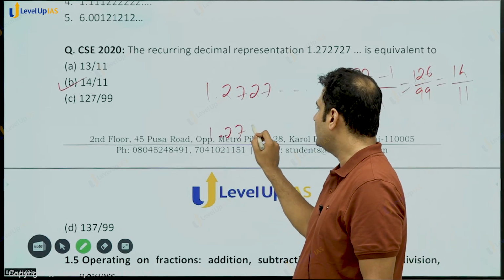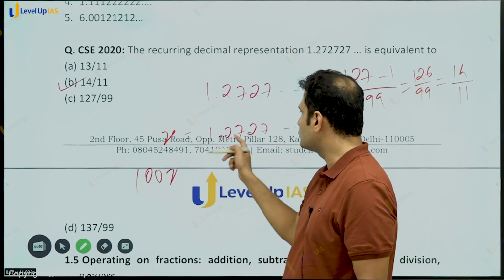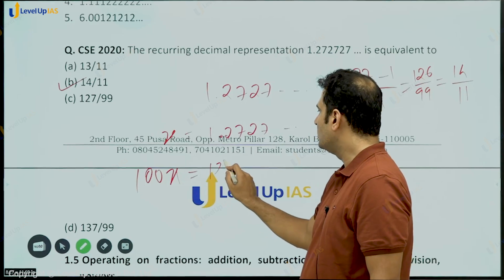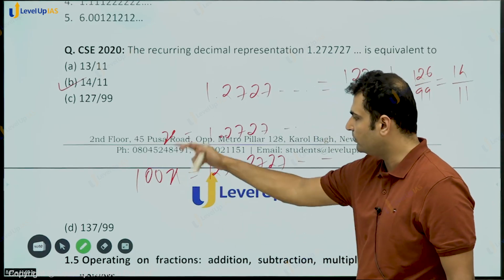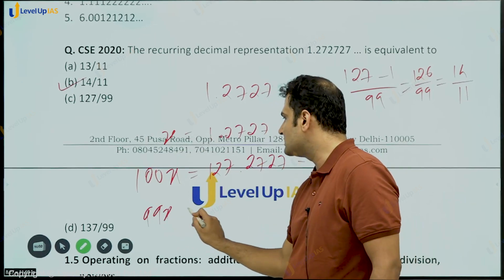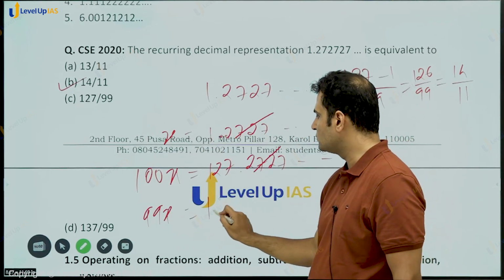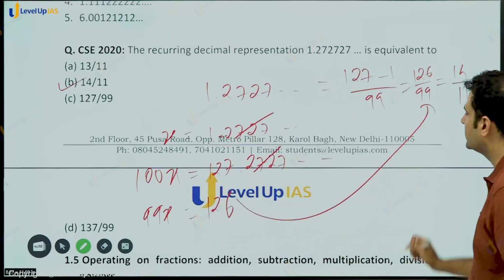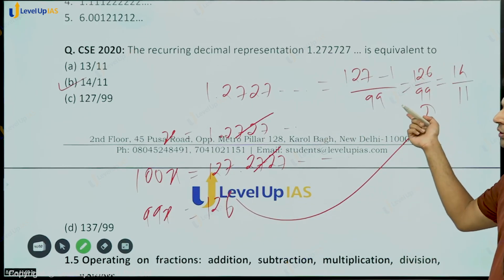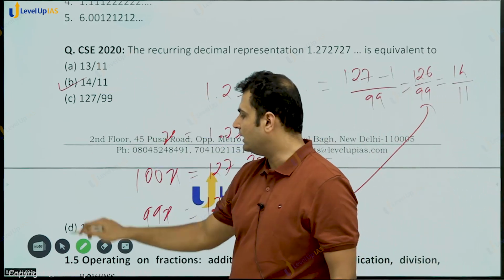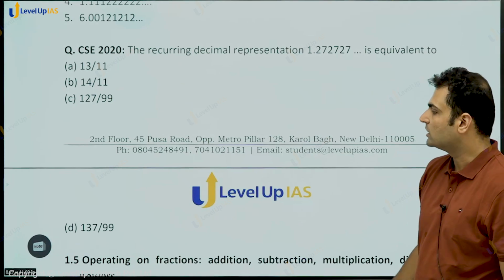Recurring starts immediately after the decimal point, so you write it as x, multiply by 100x because 2 digits are repeating, you'll get 127.2727 etc. Subtract, you'll get 99x is equal to, ये पूरा कैंसिल हो जाएगा, 127 minus 1 is 126, you'll get same x which is 126 by 99, और उसको reduce करोगे 9 से divide करोगे, then you'll get 14 by 99. This is what was asked in CSE 2020 examination.